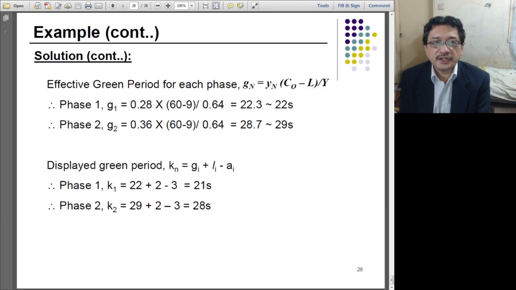After obtaining the effective green period, we now calculate the displayed green period KN of the controller setting time, which is given by the effective green period plus the loss time minus the amber. So for phase 1, the displayed green period is 22 seconds plus 2 minus 3, which gives 21 seconds. For phase 2, we determine it as 28 seconds.